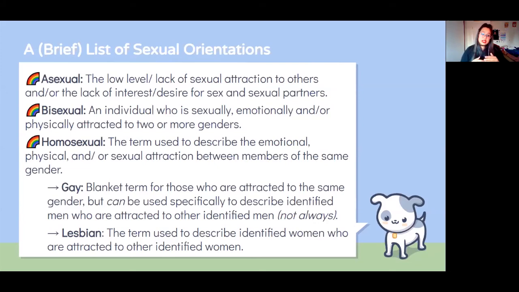And under homosexual, we have gay, which traditionally has been used with men who are attracted to other men. But in recent years, it has been used as a blanket term for anyone, regardless of gender, who is attracted to the same gender, and even as a blanket term for people who are just generally not straight. And then we also have lesbian, which is an identified woman who is attracted to other identified women.